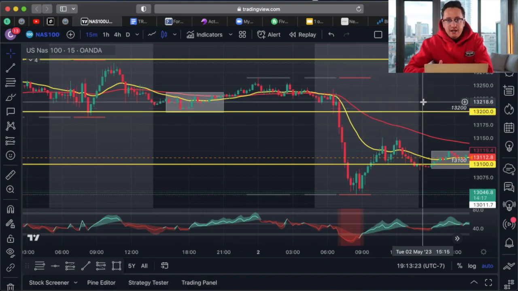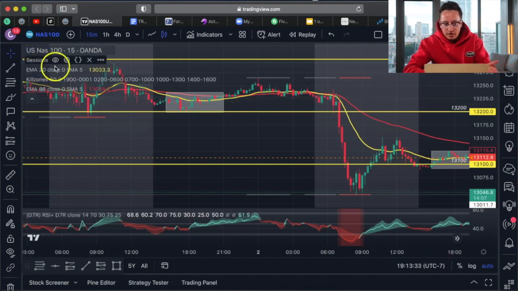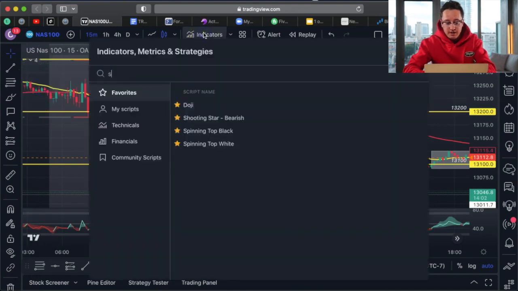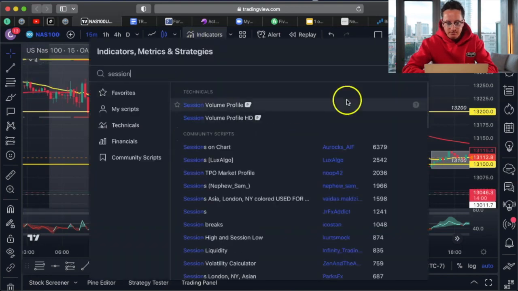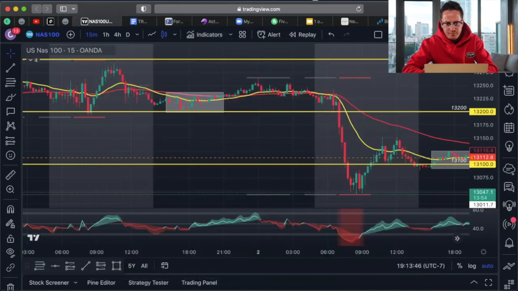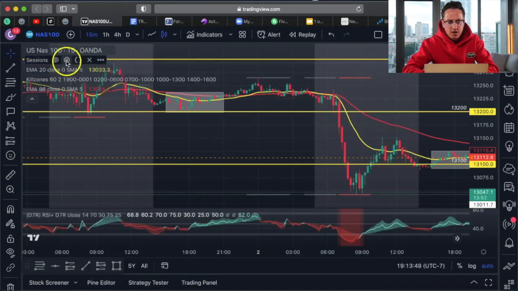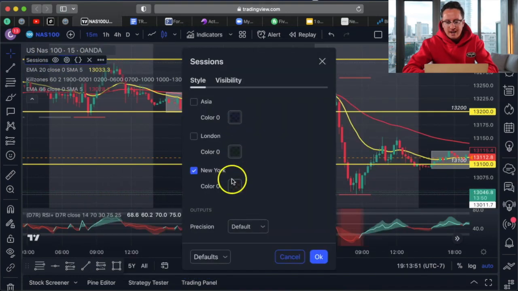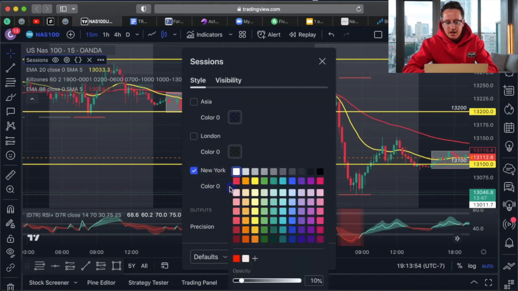Now, I want to give you guys my 2 top indicators that I use that are going to be extremely helpful for this strategy. I don't use a lot of indicators. I do have the EMAs, the 20 and the 66, but the indicators that I want to give you are 2. The first one is going to be the sessions indicator. So you're going to get this one right here, sessions Asia, London, New York color. Once you actually get that indicator, go to the settings on it, and all I have is the New York tab marked. I have it in white. It's really personal preference if you guys want it in pink or yellow.